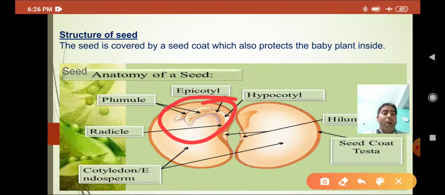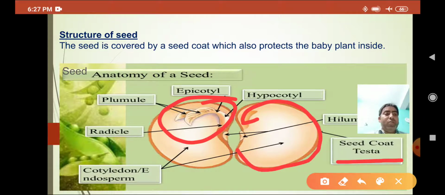The outermost part of a seed is called the seed coat or testa. What is the function of the seed coat? It protects the seed from being damaged. And the seed of flowering plants has one or two seed leaves, that is, cotyledons.